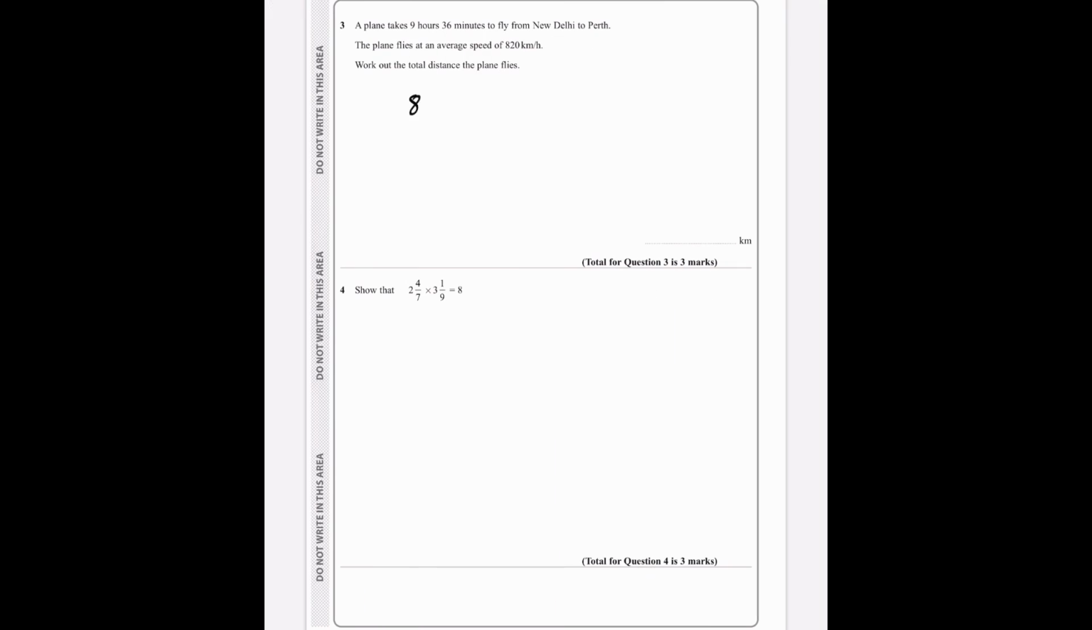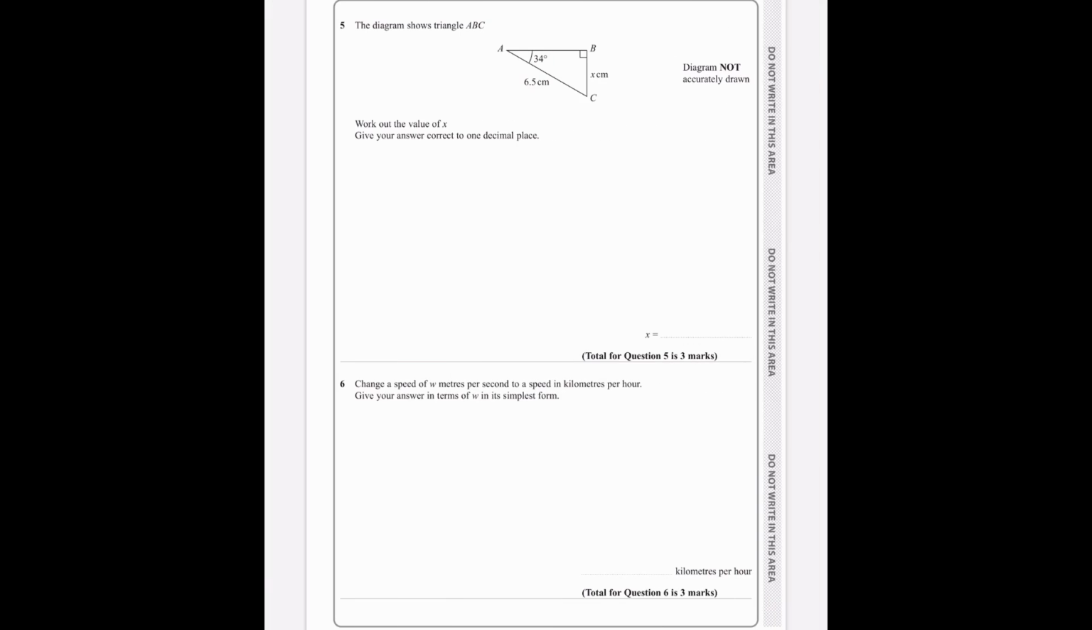Question number 3, we've got 820. I'm multiplying it by a mixed fraction, 9 and 36 sixtieths. You could convert 36 sixtieths into a decimal if you want to, multiply it by that, amongst other ways, either way. 7872 for question 3. Question 4, show that question, so just make sure you show all your workings, writing them both as top heavy fractions, cross cancelling, but making sure it's still visible, so it's obvious I've cross cancelled and it comes out as 8.